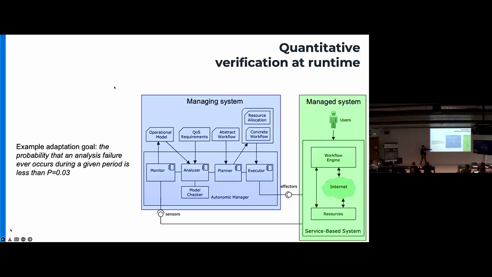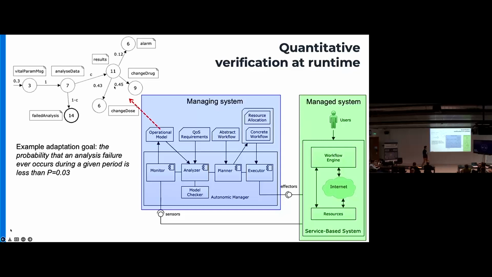And you would have a specific adaptation goal in your system. Something like: the probability that an analysis failure ever occurs during a given period is less than p = 0.03. Okay, so that's what we would like to aim for. And how can we enforce this? Well, we can enforce it by selecting a different service at runtime. Okay, and this is some kind of model that they used, right?